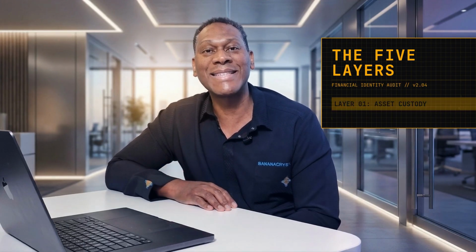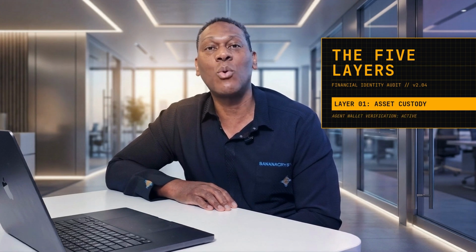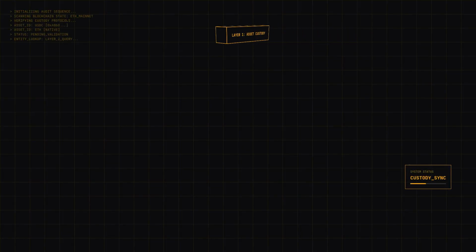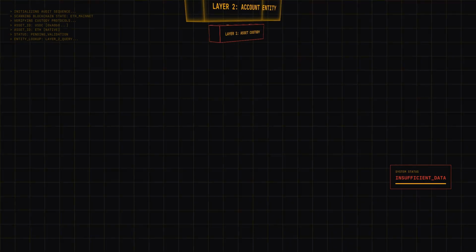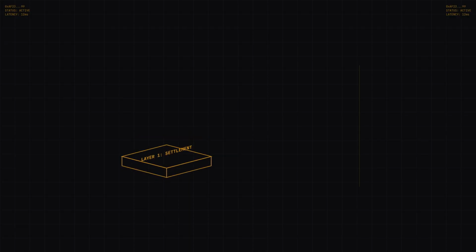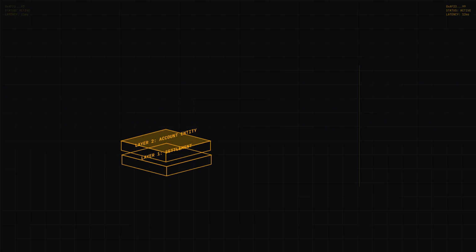So what does financial identity actually consist of? Layer 1, asset custody. Does the agent have a wallet with spendable assets? USDC, USDB, ETH, assets the agent can instruct a transaction from. Necessary, but not sufficient. Layer 2, account entity. Is there a legal or quasi-legal entity behind the wallet? For an agent to interact with TradFi adjacent payment rails, Stripe, PayPal, ACH, there needs to be an account that represents a real economic actor.